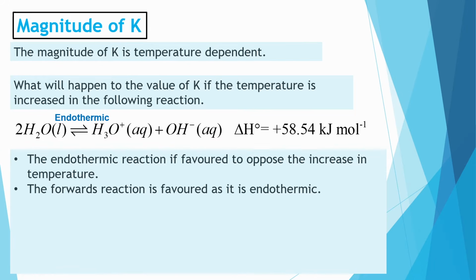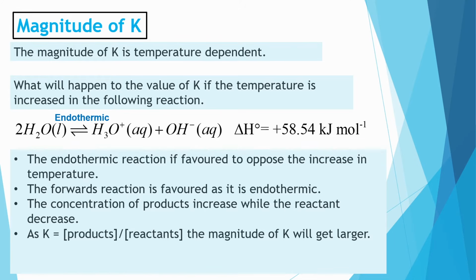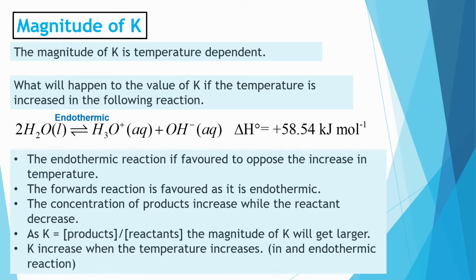But then because the forward direction is favoured, we increase the concentration of the products while the concentration of the reactants decreases. Now remember, we had this fraction, K equals products over reactants. If we made more products and less reactants, then the value of K will get larger. So when we increase the temperature, the value of K will get larger. So this is quite an in-depth explanation of what happens to K when we change the temperature, and it is going to be the most challenging question in this part of the paper.